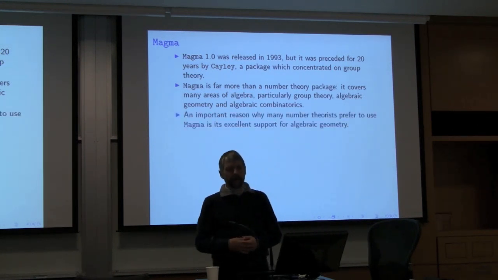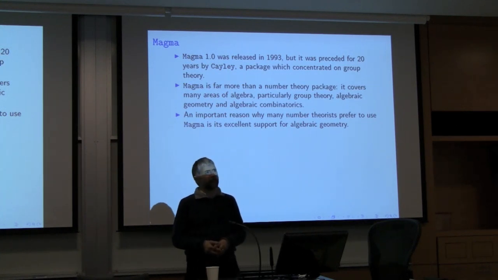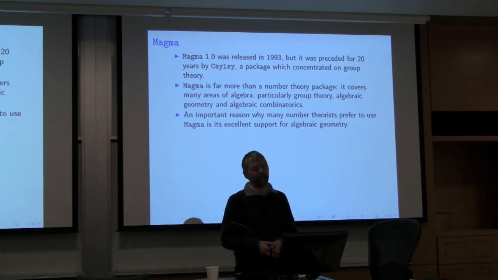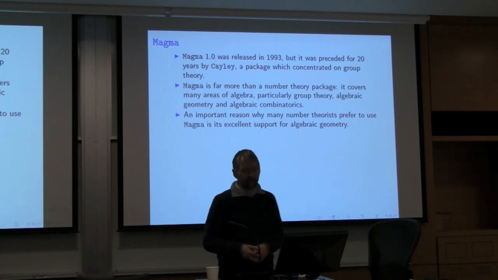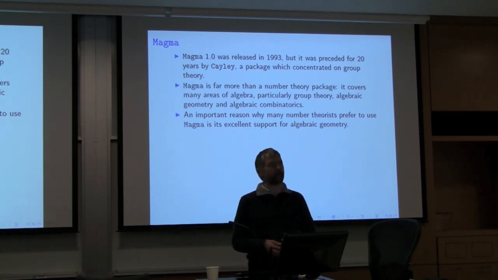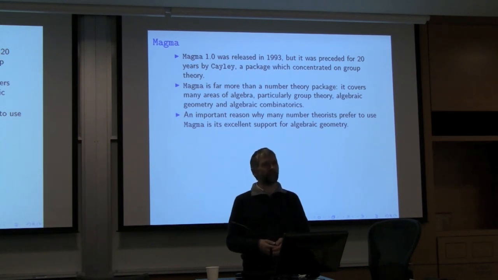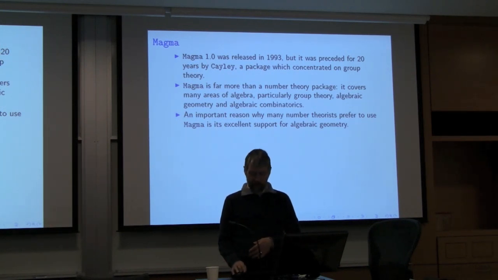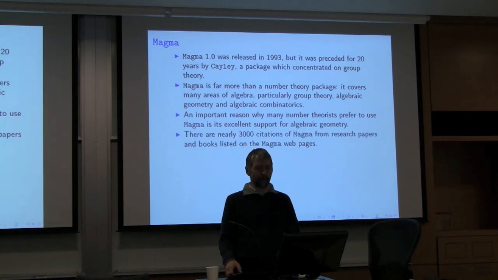So I think one reason why there are a lot of number theorists who've been using Magma for years and who haven't switched to Sage, and the reason they usually give is Magma has very good support for algorithmic curves, surfaces, divisors, all that sort of stuff. And I think unless that changed, those people are going to keep using Magma.